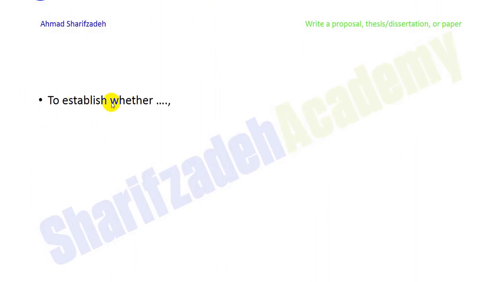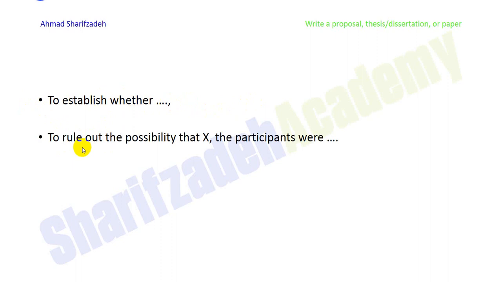For example, to establish whether there is a relationship between A and B, then you can continue your sentence here, okay? Or to rule out the possibility that X will do something, the participants were classified or were put into two groups or subgroups.